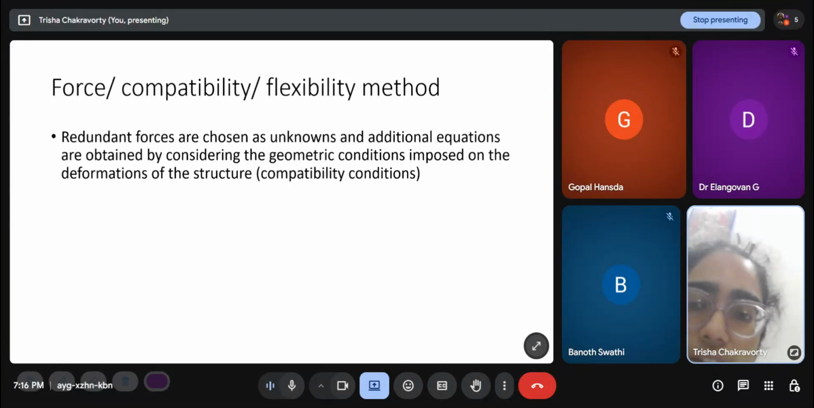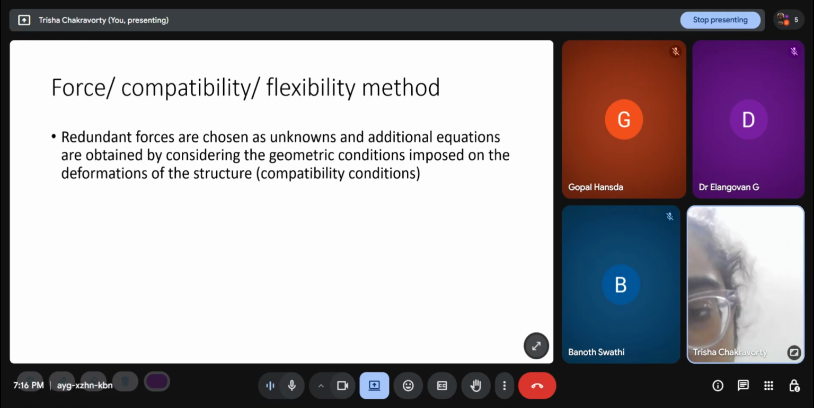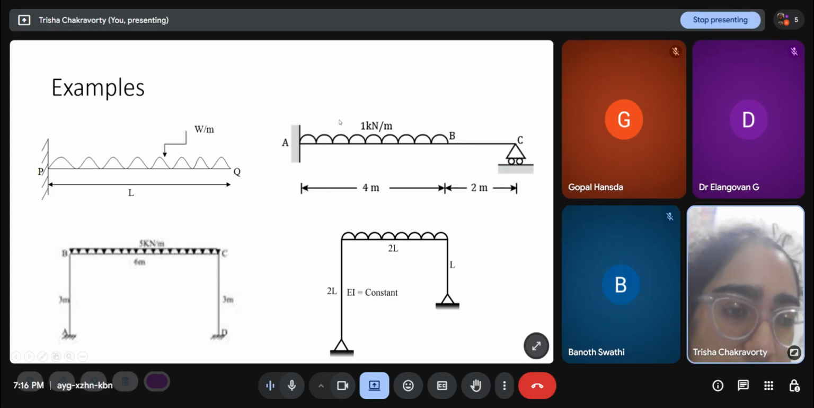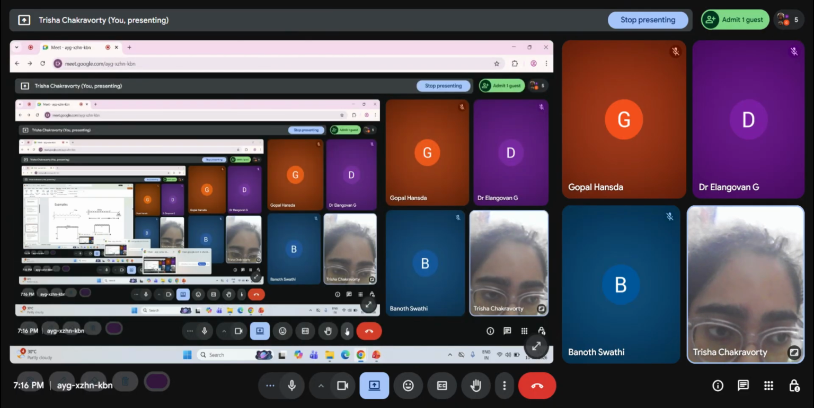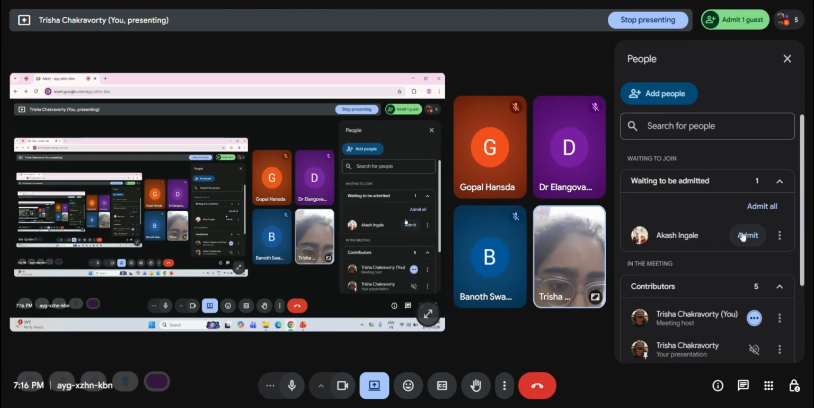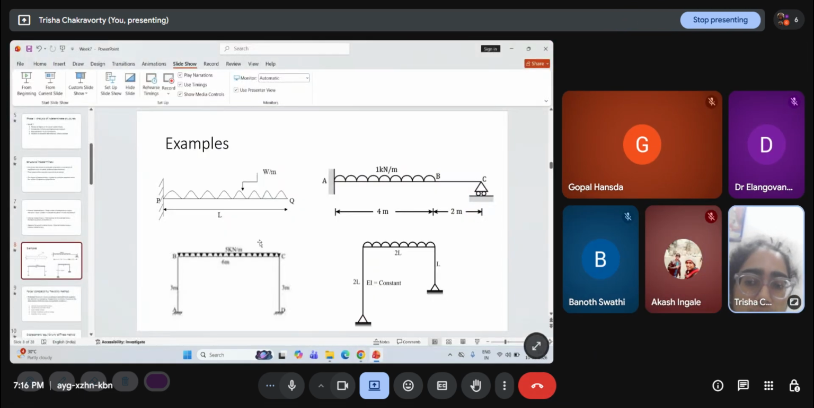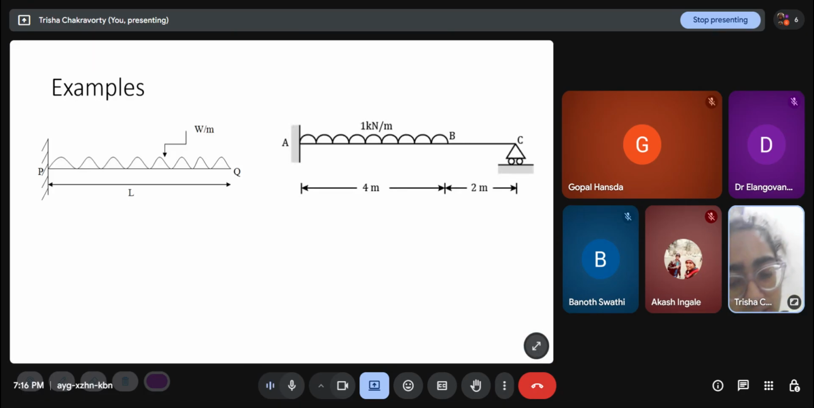Okay, and now we'll look at just a brief overview or definition of these two types of methods, force methods and displacement methods. Force methods are also called compatibility or flexibility methods. So what is the approach here? Redundant forces are chosen as unknowns. Now what are redundant forces? For example, if you look at this propped cantilever, it is a very simple example to understand.